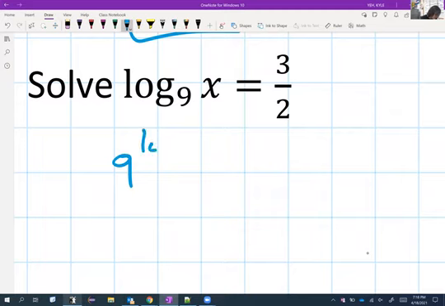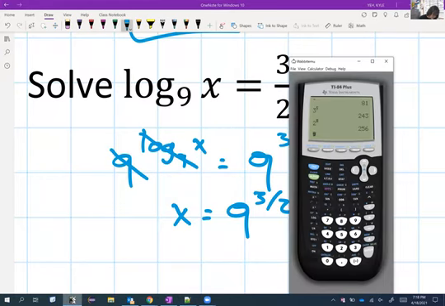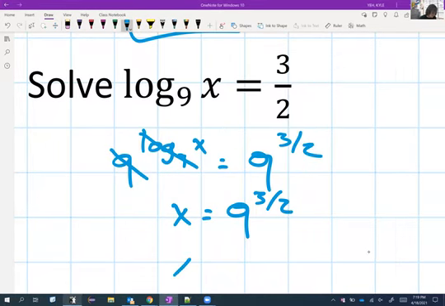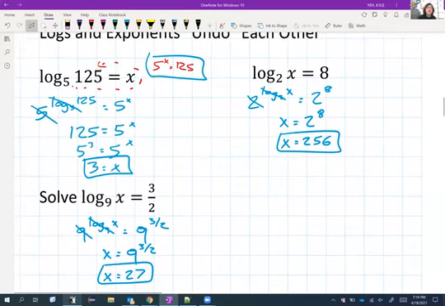I'm going to say 9 to the log base 9 of x equals 9 to the 3 halves. 9 to the log base 9 cancel. X equals 9 to the 3 halves. 9 to the 3 halves equals 27. X equals 27. So yes, the loop is quick and convenient, but this is what's going on underneath the hood. And this is something you should know, especially when we get to inequalities.